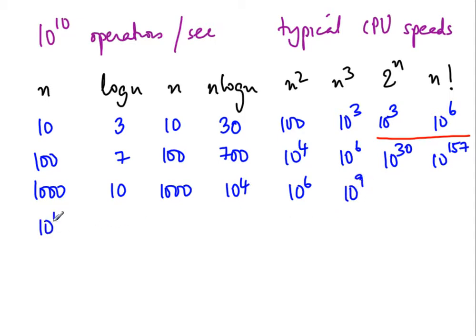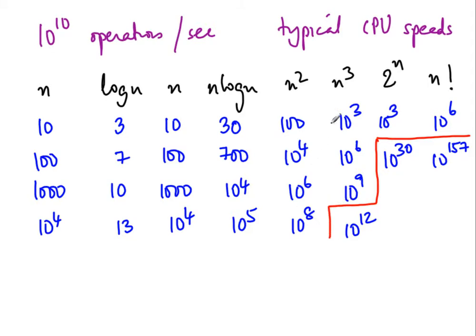If we go one step further, 10 to the power 4, then here we have something like 13. Here we have, of course, 10 to the power 4. Now n log n is going to be about 10 to the power 5, but n squared is now approaching the limit, and n cubed has gone over. So now n cubed has crossed the limit of what we can do. Okay. So in other words, if you have a cubic algorithm, with our assumption of 10 to the 10, we can do inputs where the sizes are a few thousands but not 10,000. Right? So we continue in this vein.